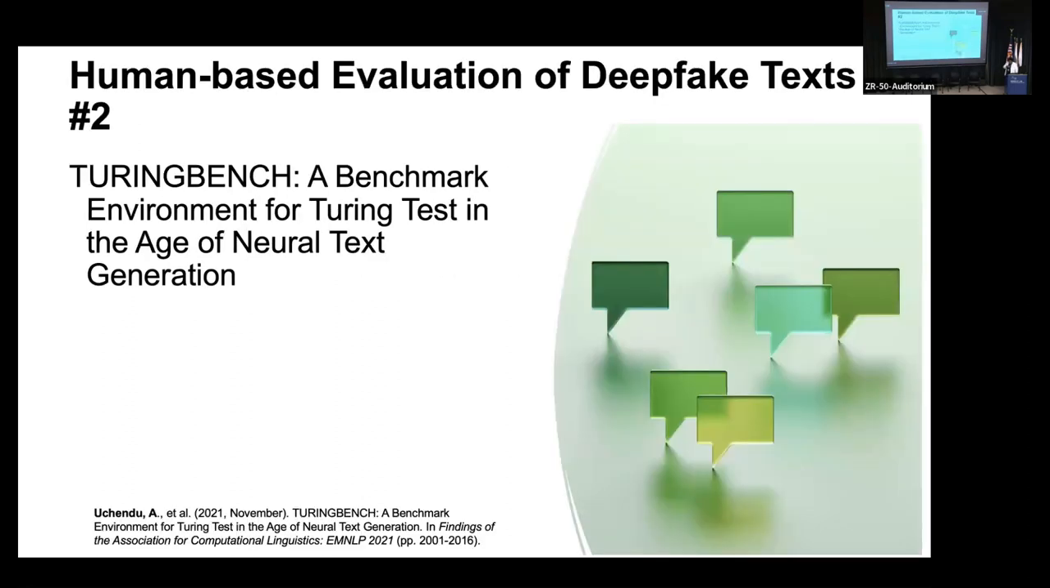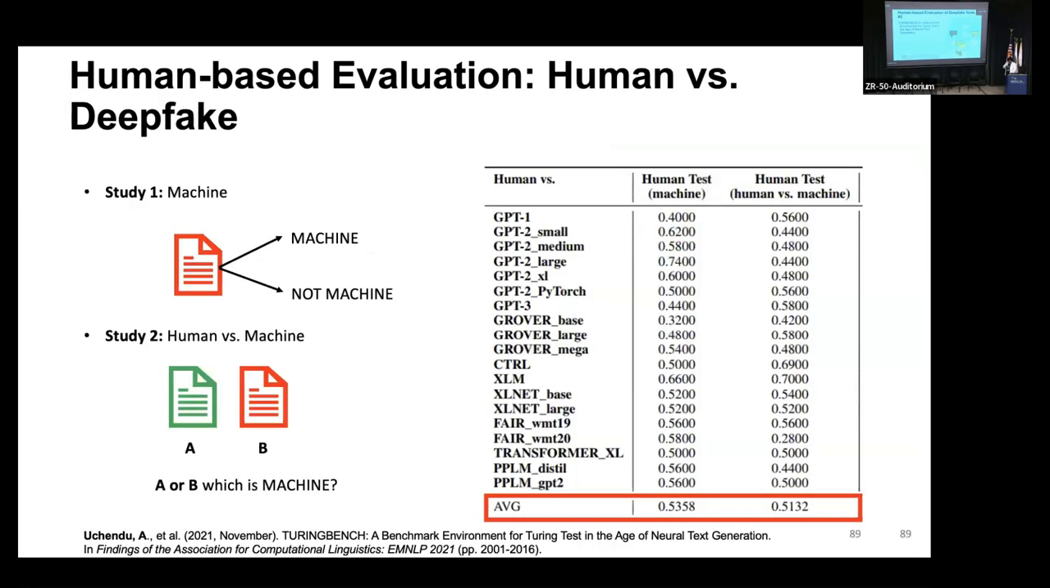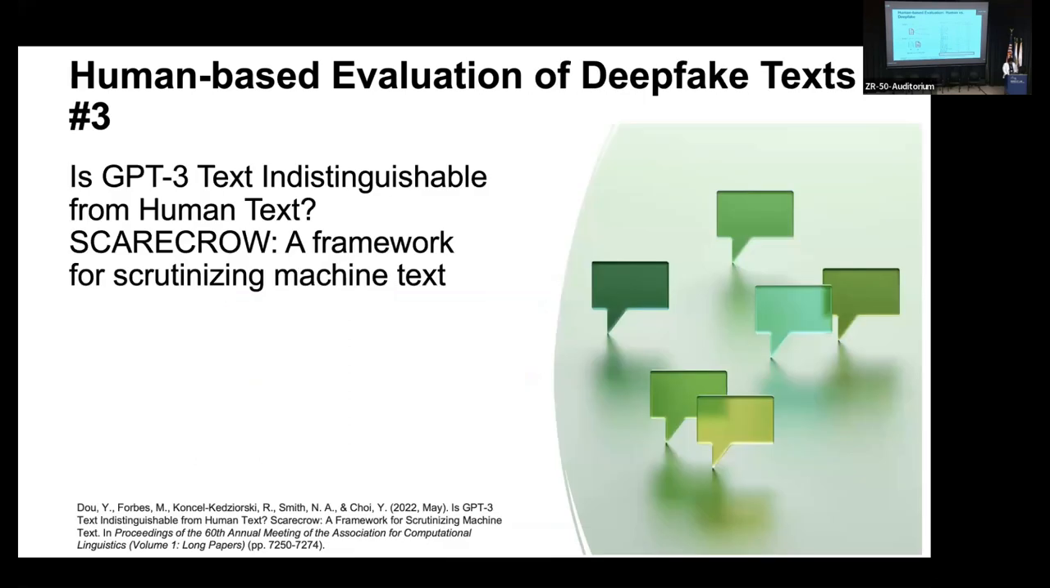So there's a paper that we did, Turing Bench, and we asked humans to do two tasks. The first task was, given a piece of text, can you detect if it's machine or not? And then for study two, given two texts, one is human, one is machine, which one is machine? What we find here is that humans are only able to achieve about 50% accuracy, which is just chance level. But what the humans didn't know for study one is that we only gave them machine-generated text and asked them if it was machine or not, and they were only able to achieve 53% accuracy.